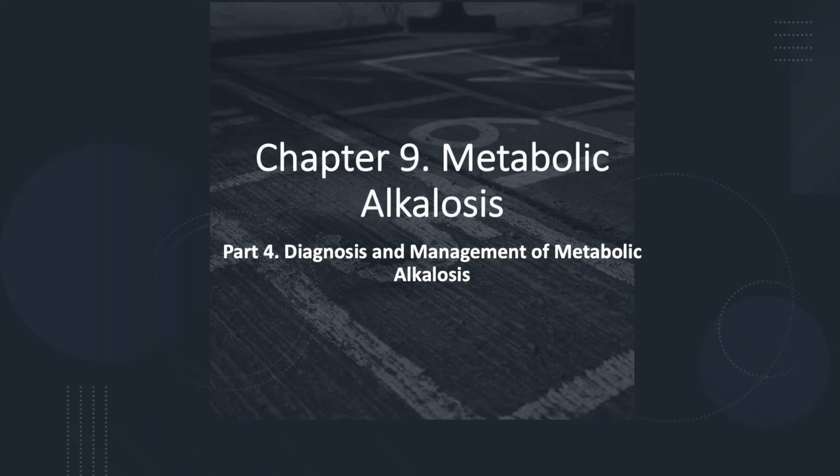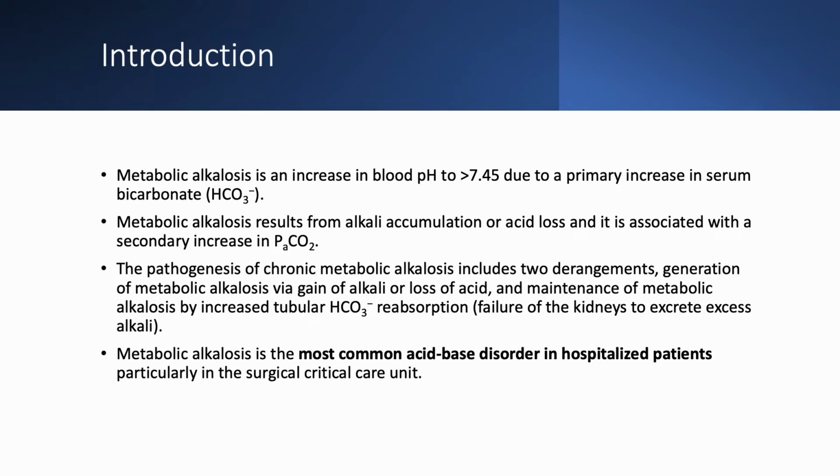We are still on Chapter 9, Metabolic Alkalosis. This is Part 4, Diagnosis and Management of Metabolic Alkalosis. We said previously that metabolic alkalosis is an increase in blood pH to over 7.45 due to primary increase in serum bicarbonate. When that happens, you have respiratory compensation, and this respiratory compensation is an increase in PaCO2. We also said that metabolic alkalosis is the most common acid-base disorder in hospitalized patients, especially in a surgical critical care unit.